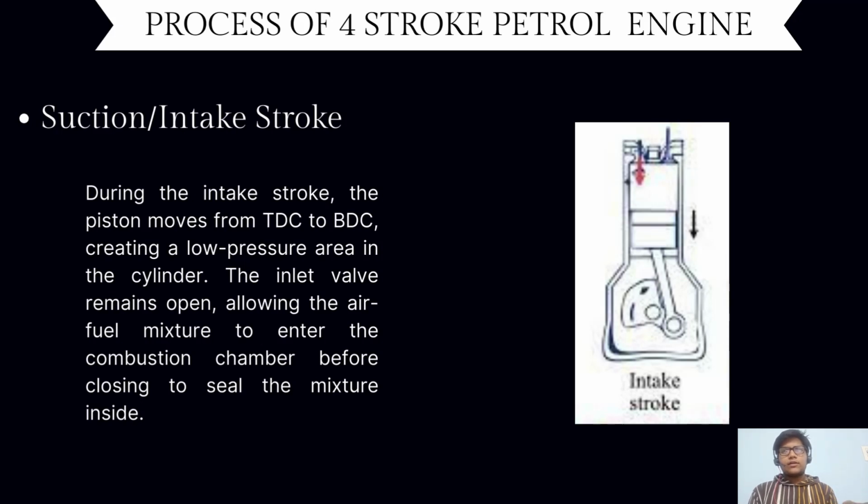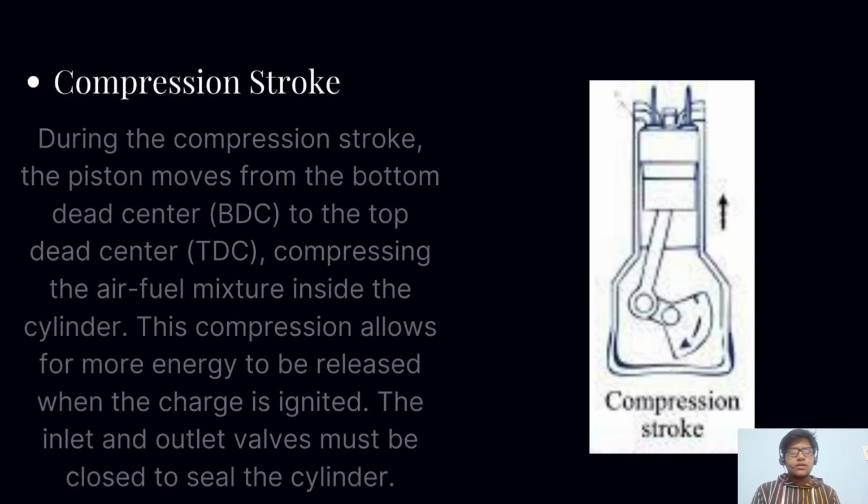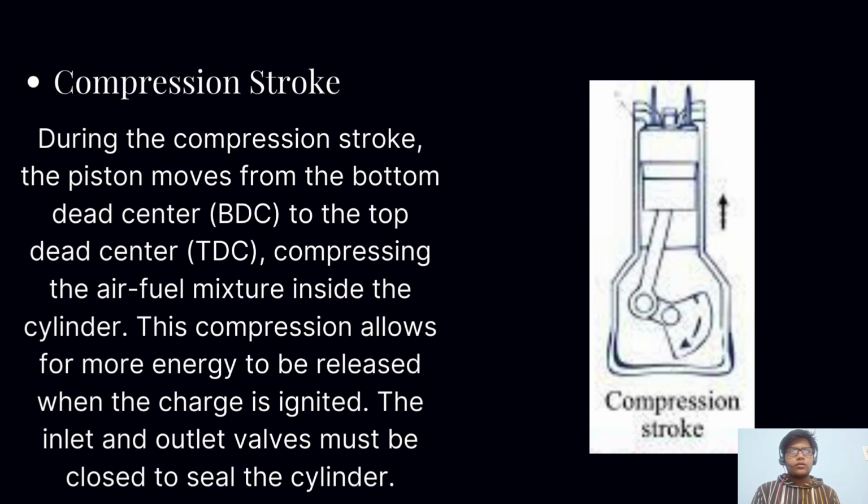You can see from the diagram that the piston goes from TDC to BDC and the outlet valve is closed, and the crankshaft rotates through an angle of 180 degrees. Now let's understand the second process of the four-stroke petrol engine, that is the compression stroke.